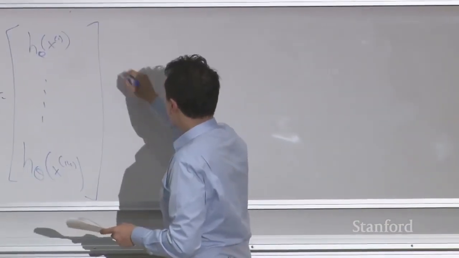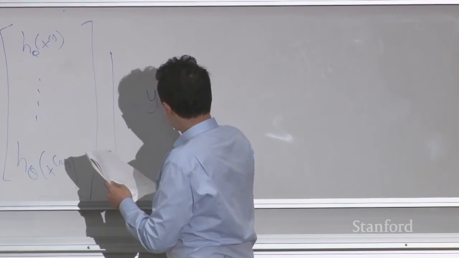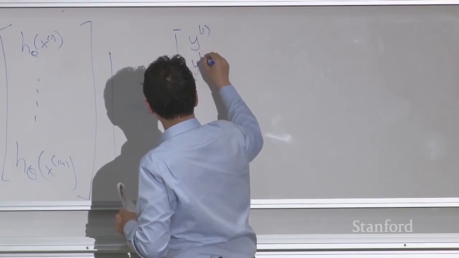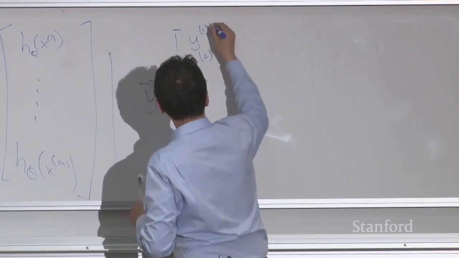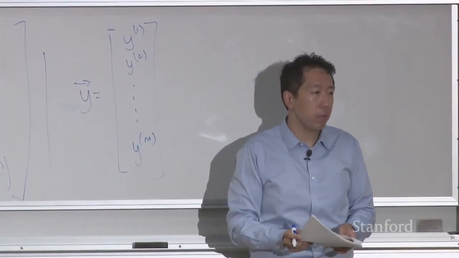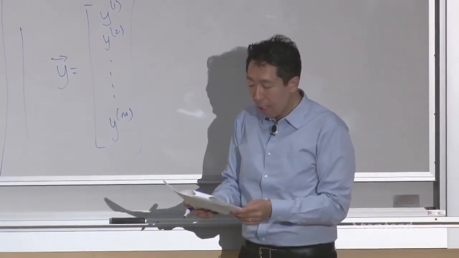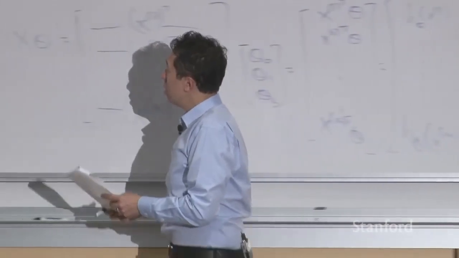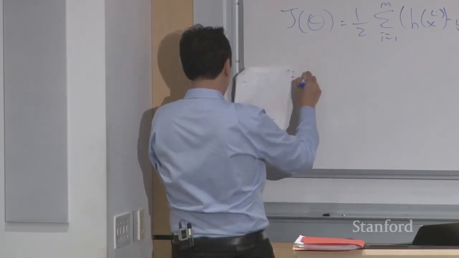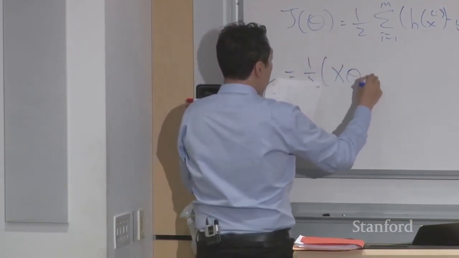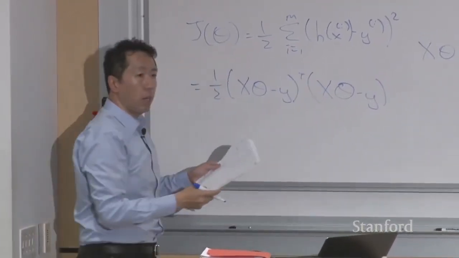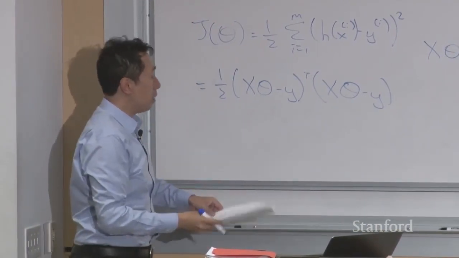Now let me also define a vector y to be taking all of the labels from your training examples and stacking them up into a big column vector. Let me define y that way. It turns out that J of theta can then be written as 1/2 of (X theta minus y) transpose (X theta minus y).